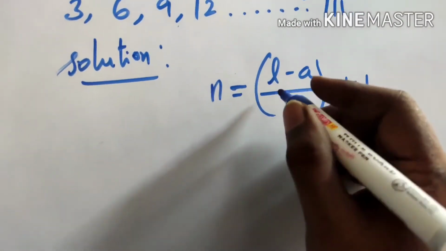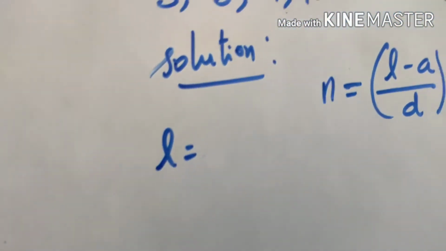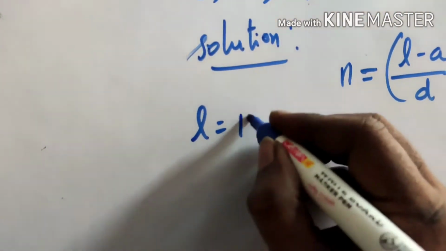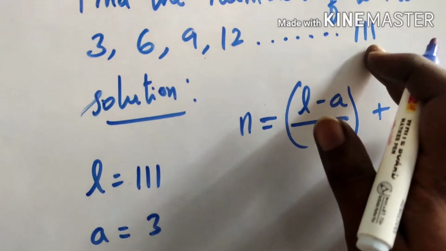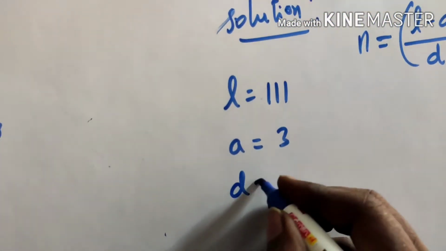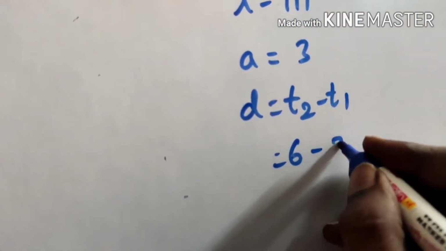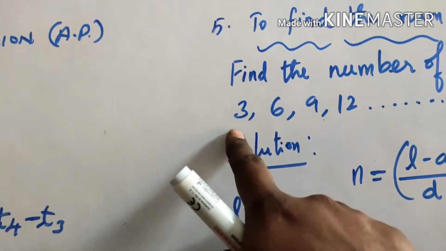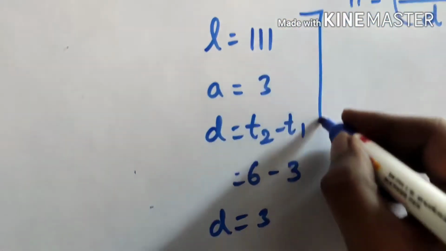Here also we need to find L, A and D. L is the last term, 111. A is the first term, 3. And D, of course you know, T2 minus T1, equal to 6 minus 3. So 6 minus 3, you are getting 3. So the common difference is 3.